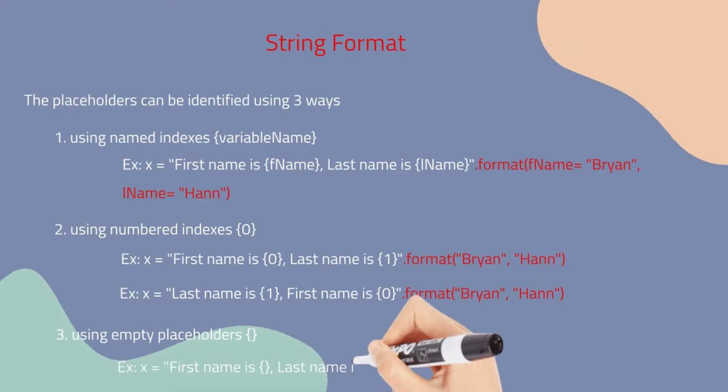In such a case, the values are substituted in order. Means Brian will go to the first placeholder and Han will go to the second placeholder. We don't have the choice of moving the values randomly as we did using the first 2 approaches.